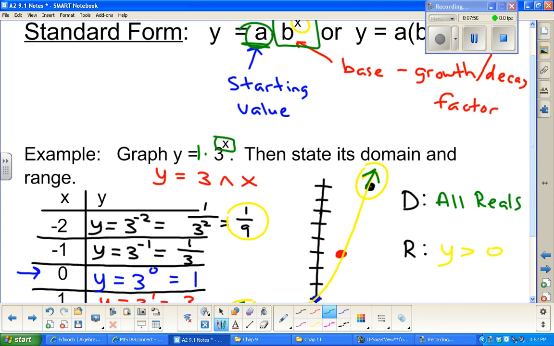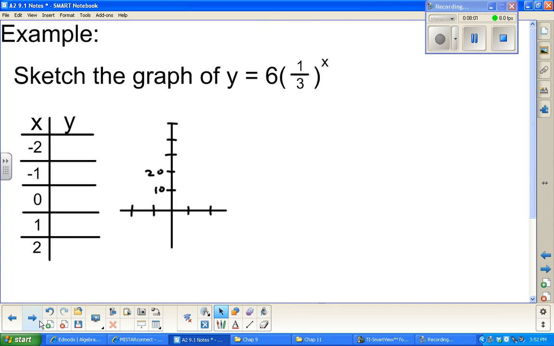So let's look at one that actually has an a value, and one that has a fractional b value. Here's our y equals 6. Oops, let's do the variables. This is y equals a times b to the x.